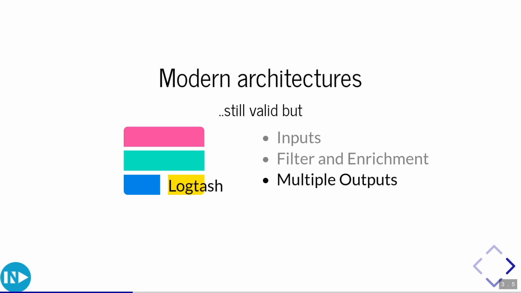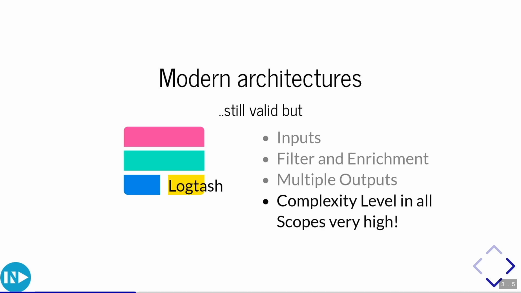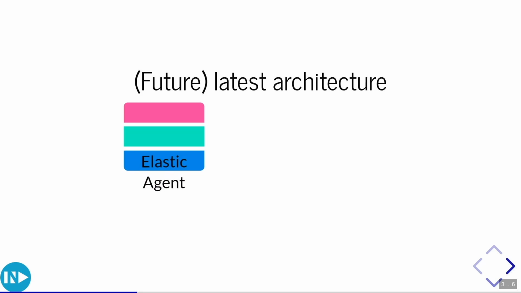So the complexity level is also very high in that scope. This is why the latest architecture should be the Elastic Agent, and then Elasticsearch, and then Kibana. But is that really the truth? Let's see. The Elastic Agent collects, uses integrations, has an output, and a bit more things we're talking about later.